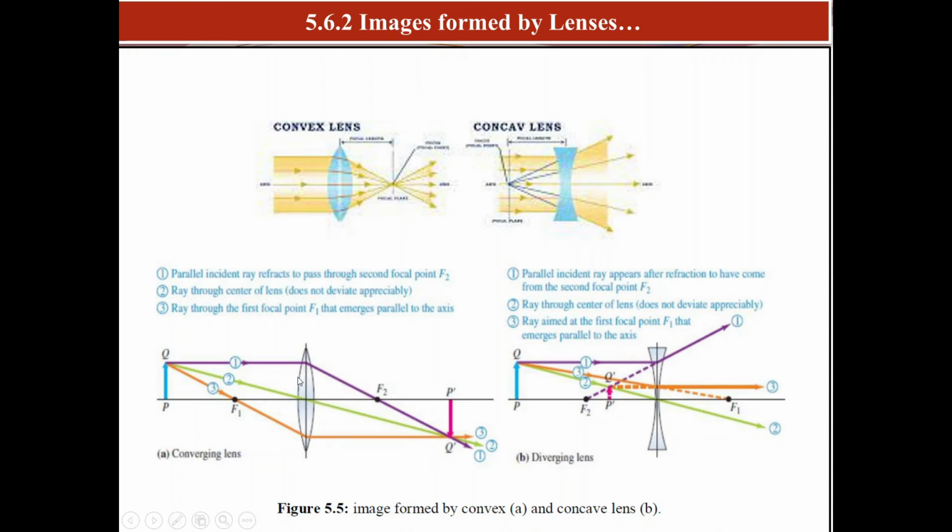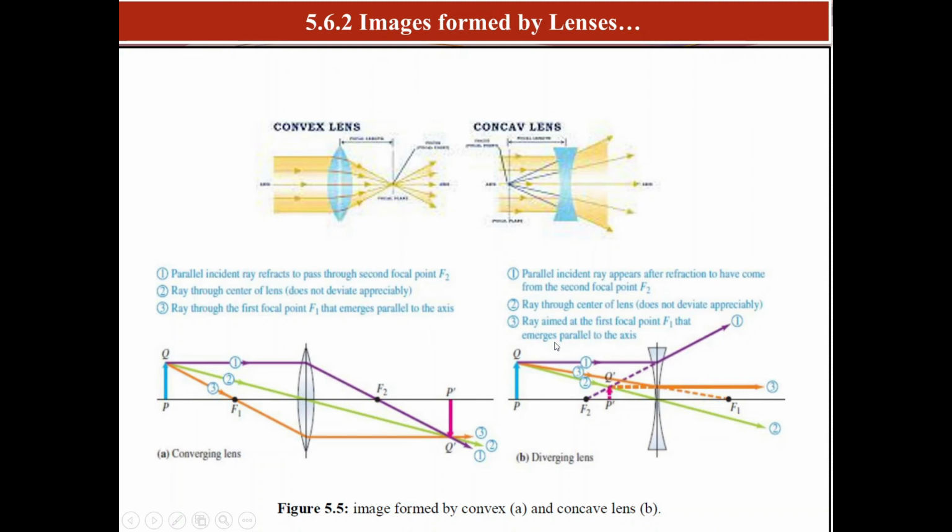So the other one, the concave lens. The first one, a parallel incident ray, appears after refraction to have come from the second focal point. This is a parallel incident ray. This is the first focal point. Then it appears that it comes from this point.